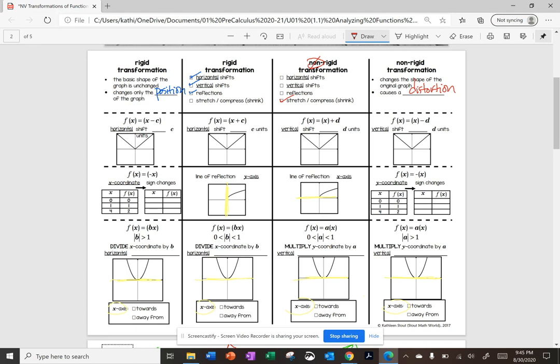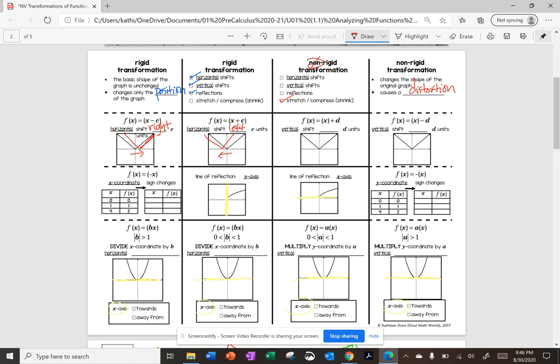Okay, so let's talk about horizontal shifts. A horizontal shift is my C transformation. So if I say X minus C, I am moving to the right. So this is where I say if I'm subtracting, I'm backwards, but I actually move to the right. If I'm adding, I move to the left C units. So this is why I say they're backwards.